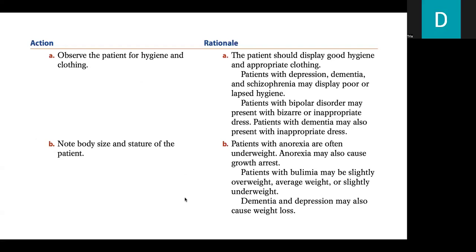Next is observe the patient for hygiene and clothing. The patient should display good hygiene and appropriate clothing. Patients with depression, dementia, and schizophrenia may display poor or lapsed hygiene. Patients with bipolar disorder may present with bizarre or inappropriate dress. Patients with dementia may also present with inappropriate dress. Next is note body size and stature of the patient.